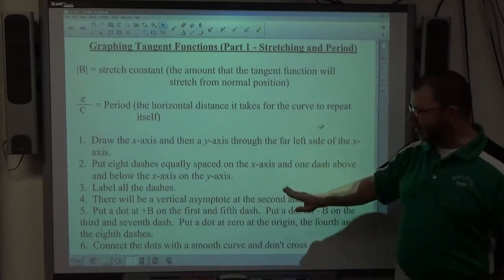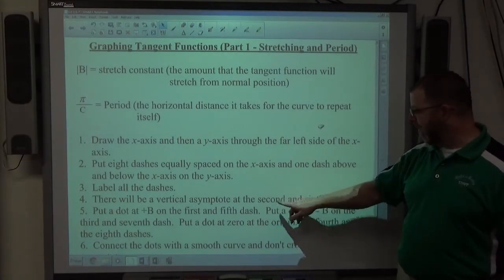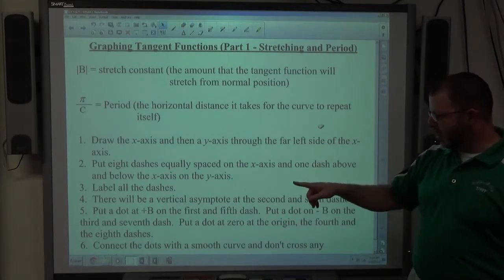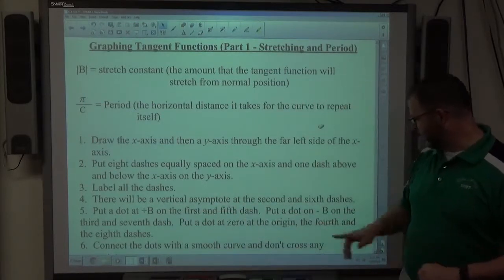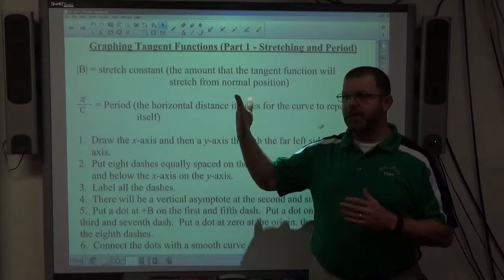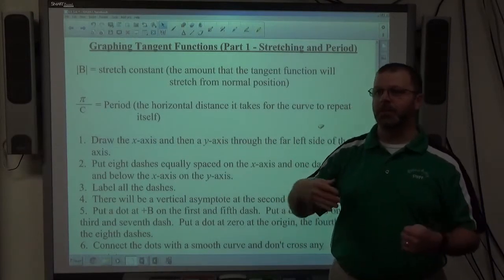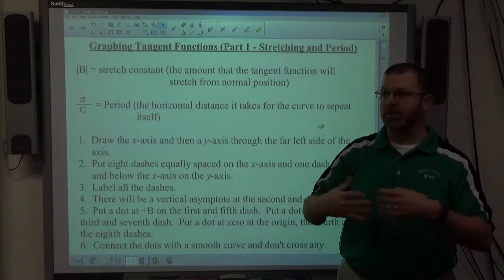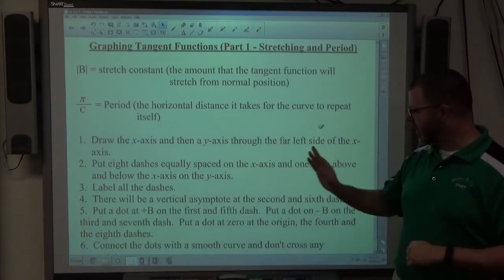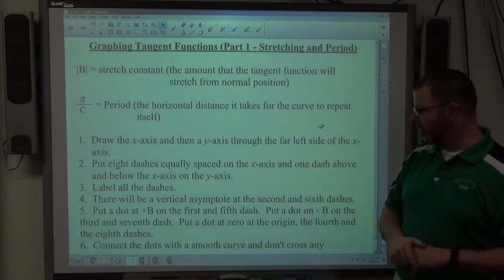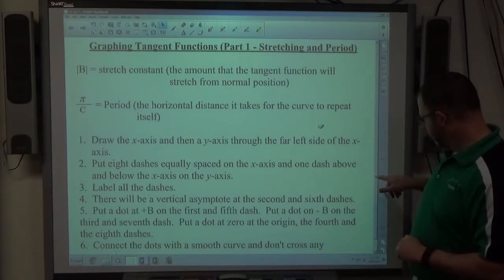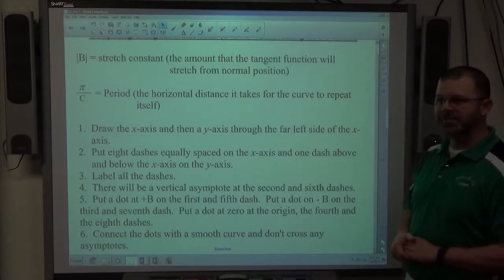With tangent, there's going to be vertical asymptotes. Always graph those first. They happen at the 2nd and 6th dashes. And positive b on the 1st and 5th. Negative b on the 3rd and 7th. When it says positive b, negative b, if b is a positive number, positive b is a positive number. If b is a negative number, then positive b is a negative number. So positive b just means whatever sign b is. Put a dot at the 1st and 5th. And negative b, put the opposite sign at the 3rd and 7th. And then 0 at the 4th and 8th. And then connect the dots with a smooth curve. Don't cross over any of the asymptotes.